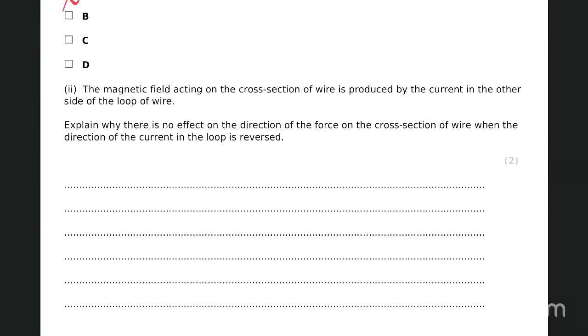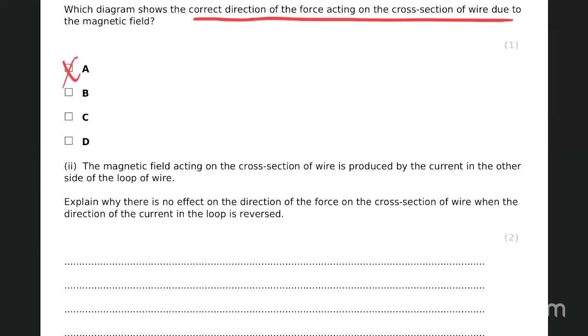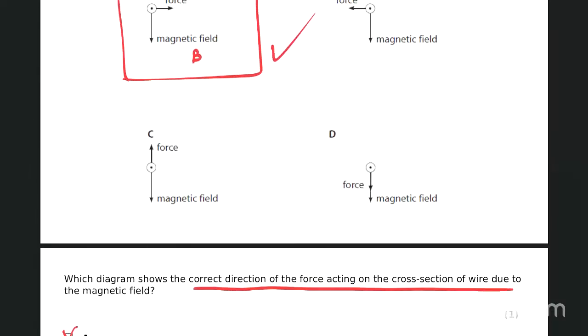Then the magnetic field acting on the cross section of the wire is produced by the current in the other side of the loop of wire. Explain why there is no effect on the direction of the force on the cross section of the wire when the direction of the current in the loop is reversed. So what will happen?